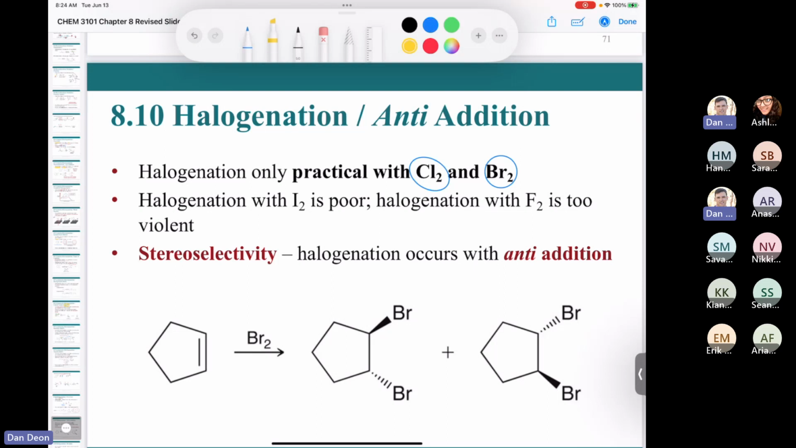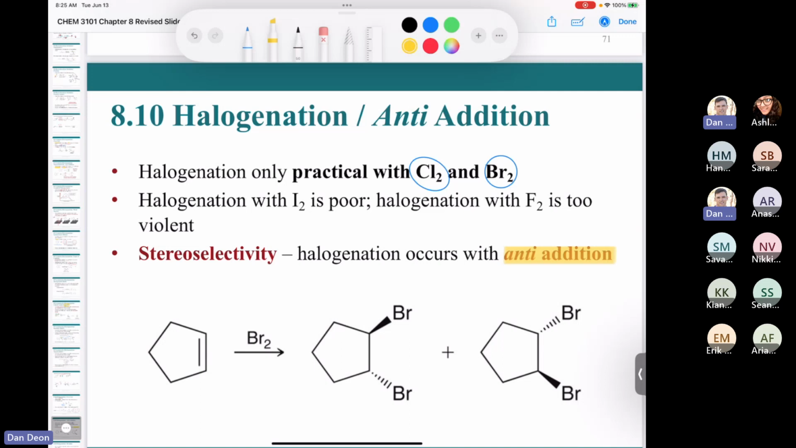The answer is anti-addition. So if you're starting to think, oh man, this is getting tricky, I got the hydroboration, which is syn addition. I've got the hydrogenation, which is syn addition. Now I've got the halogenation, which is anti-addition. And the answer is, yeah, it does get a little bit tricky. So you have to kind of straighten these things out in your mind. But one of the great things about halogenation is once you see the mechanism, it becomes abundantly clear why it is an anti-addition. So just something to think about there.